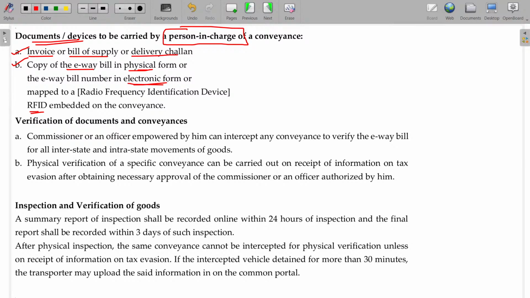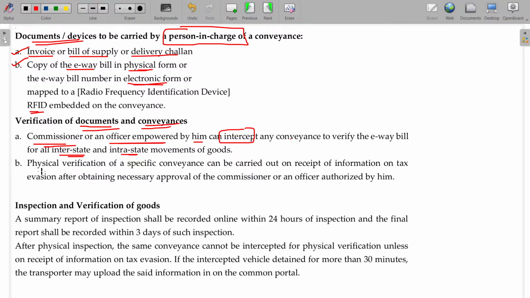Now, your side is ready. Now the department side comes for verification. Verification of documents and conveyances. The Commissioner or an officer empowered by him can intercept any conveyance to verify the e-way bill for intrastate movement of goods. In the local check post, normal inspectors or constables have no right to stop and inspect. Only the Commissioner or a Commissioner-rank person can authorize, only then they can stop and inspect. Because of that reason, what happens? The turnover time may be reduced. The vehicles are not going to be intercepted.